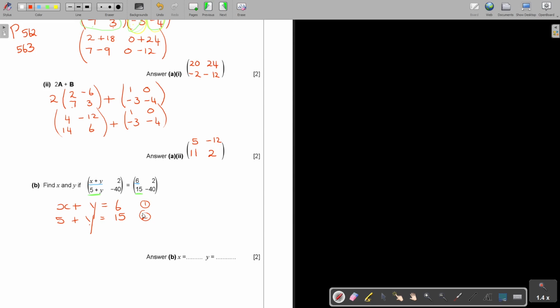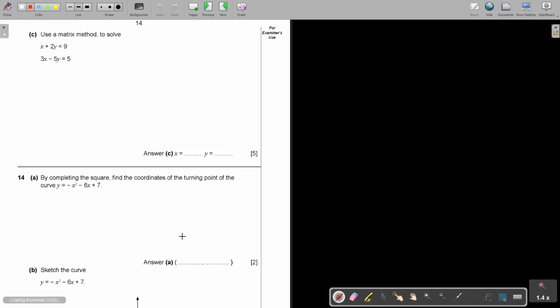So start with equation 2. Just get y: take 15 minus 5, and what will that be? 10. And now you can substitute in 1. So x plus 10 is equal to 6. So x is equal to 6 minus 10, which is negative 4. So the value of x is negative 4, and the value of y will be 10. Okay, and it's not finished. There's still one. Let's just do C.